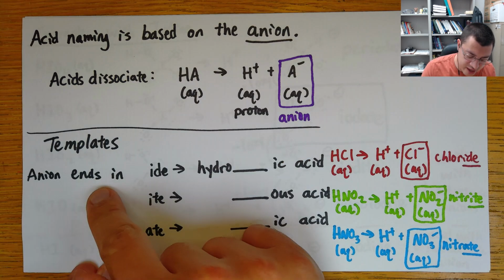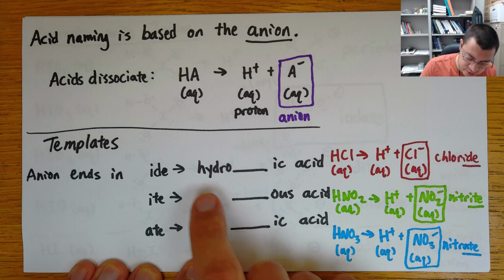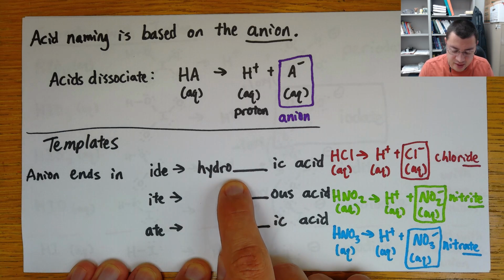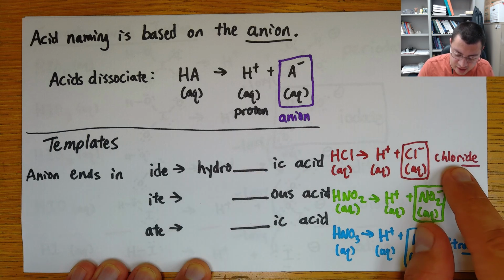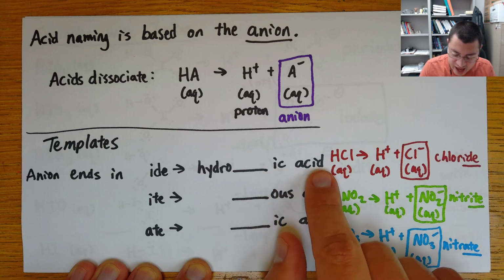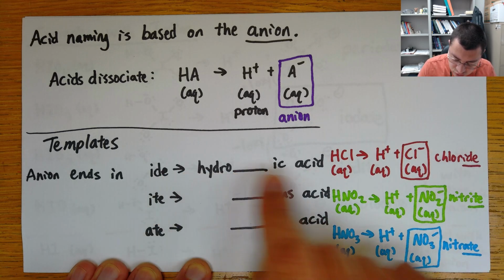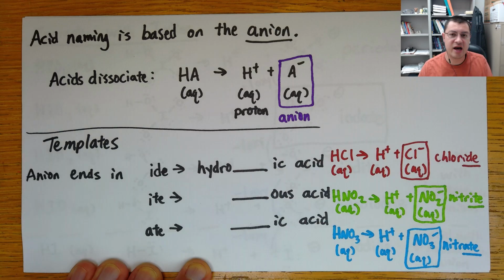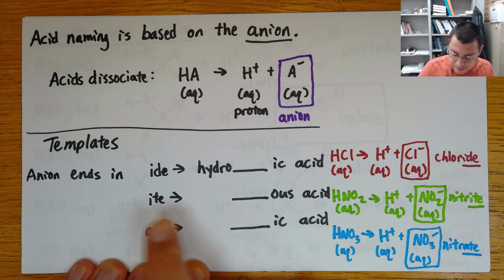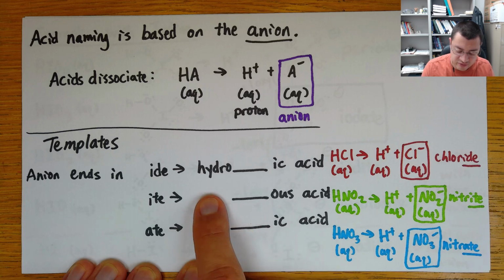If your anion ends in "ide," like with chloride, you're going to use this template. You're going to put a hydro in the front. The blank is for the element or anion name. And then in the back, you're going to put ic acid. So we have chloride, hydrochloric acid. If your anion ends in "ite," like the polyatomic anion nitrite, there's no hydro in front.